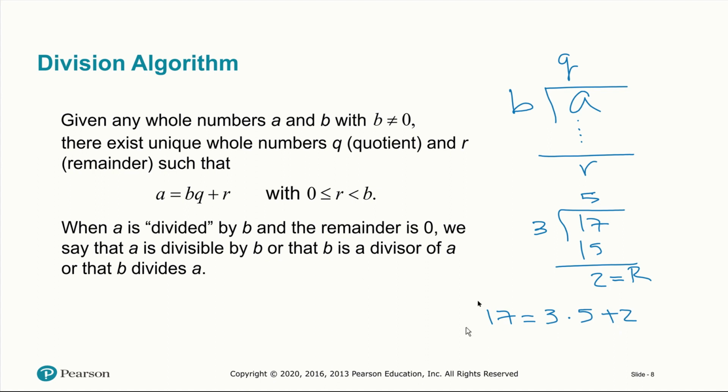So if we do this analysis for this general situation, it would look like this, right? We would say a instead of 17 equals bq, right? 3 times 5, instead of 3 times 5, we write the general bq. And then plus, instead of the special case of 2 here, we just write the general case of r. And this is called the division formula, and the process is known as the division algorithm.